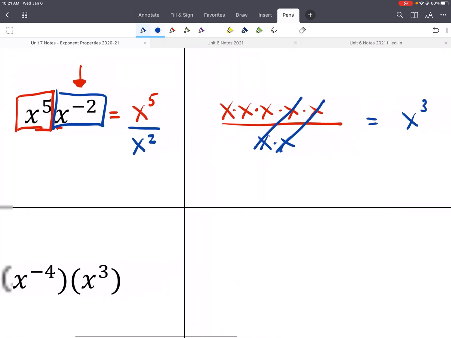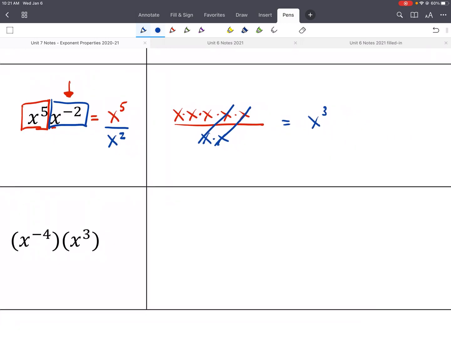Another way you could do this, which might be easier, would be to do x to the 5th plus negative 2. So that was our rule, that if we have 2 bases that are the same, then we can add 5 and the negative 2 together. So that would give us x to the positive 3. Okay? So there are different ways you can do it. Both are equivalent, both are good. You can choose which way you'd like.